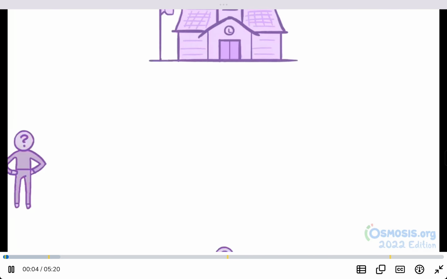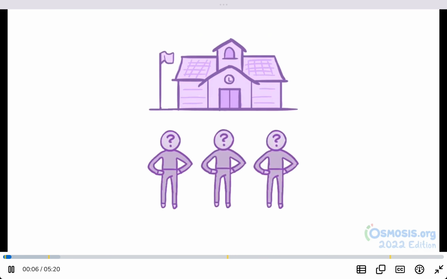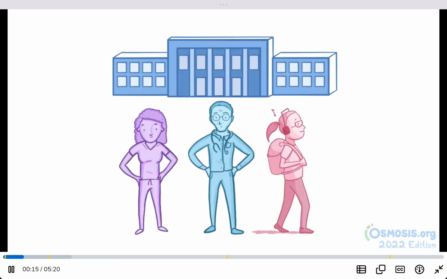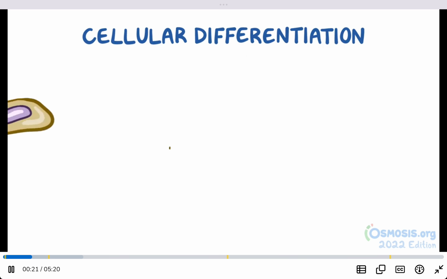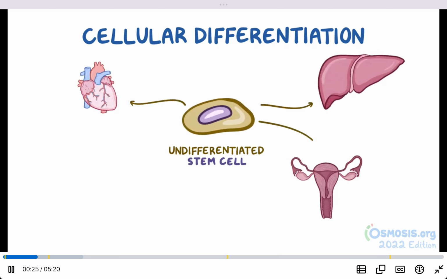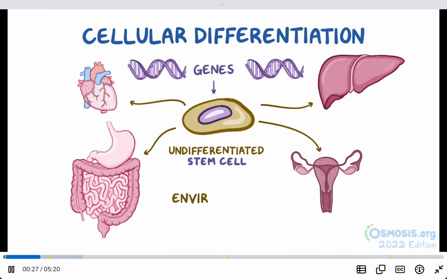Do you remember your first day in elementary school? Everything and everyone was new and nothing seemed impossible. But as you went through your education, you got further and further differentiated from your original classmates. That's basically what happens to a cell that undergoes cellular differentiation. An undifferentiated stem cell can become pretty much any tissue, influenced by both genes and the environment.